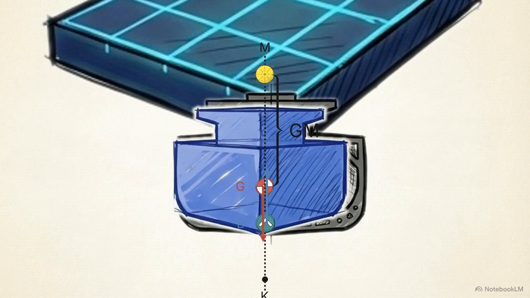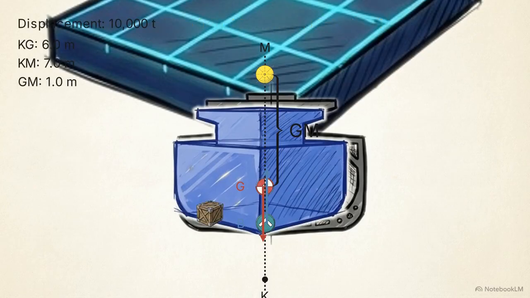Consider a practical operational scenario. A 10,000-ton cargo ship has an initial height of gravity at 6.0 meters and a metacenter at 7.0 meters. During operations, a 200-ton piece of machinery is shifted diagonally from the lower porthold to the starboard main deck. To recalculate the ship's stability, this complex diagonal movement is isolated into 2 independent mathematical vectors, a vertical shift and a transverse shift. Step 1 involves analyzing the vertical vector.